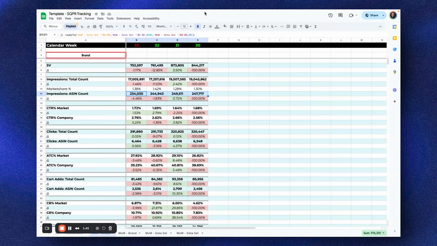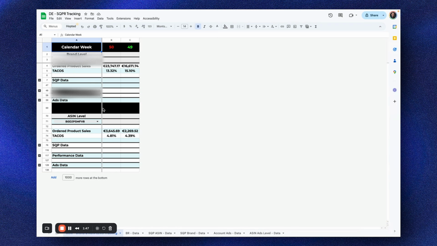But I just built this new version of the sheet, because the other sheet only showed the search query performance data, not the ads data and performance data. So on ASIN level, you can now evaluate, and this should be linked down below, week over week how the total sales are developing for a product or a portfolio in this scenario. And we can see, okay, sales are up and TACOS is down.